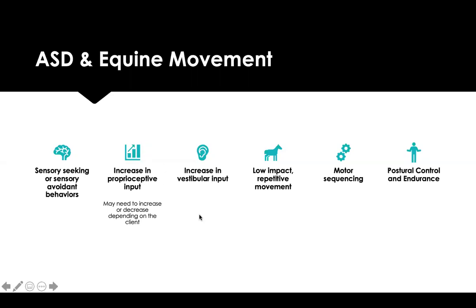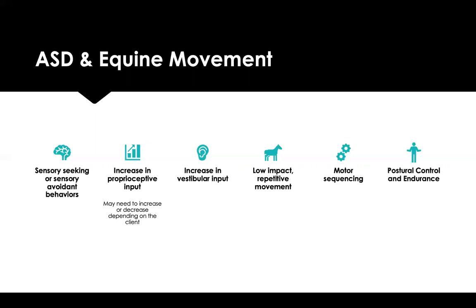And then they might want that increase in proprioceptive input, which they're going to get from the horse. And you may need to increase or decrease that depending on the rider that you have. So that proprioceptive input really comes into play with that vertical displacement from the horse's movement. You're also going to get an increase in vestibular input just because the horse is moving through space, and that's challenging their inner ear equilibrium and balance.